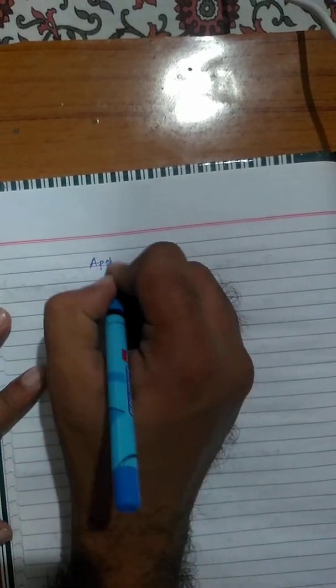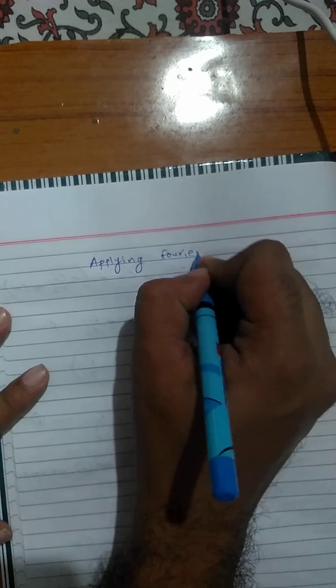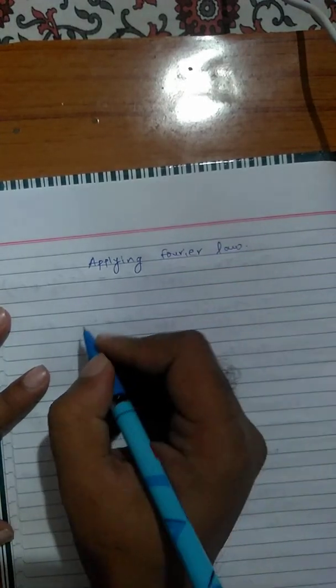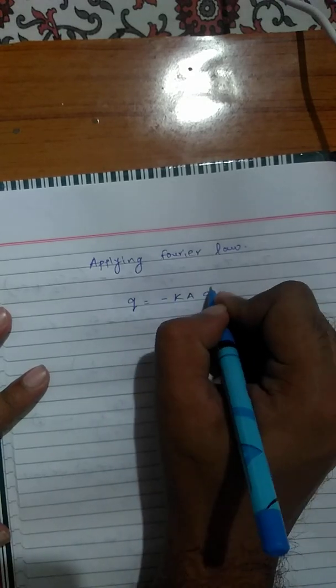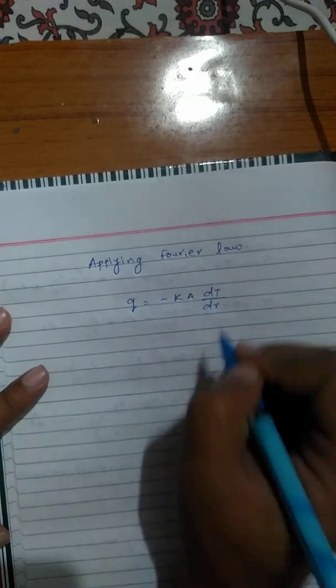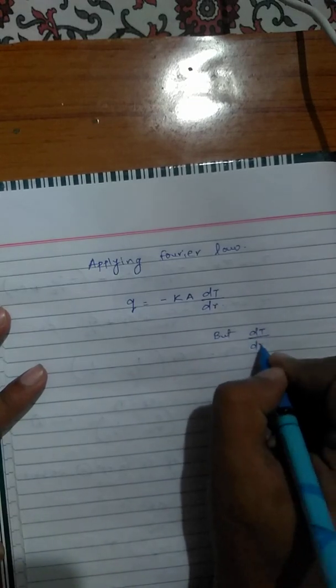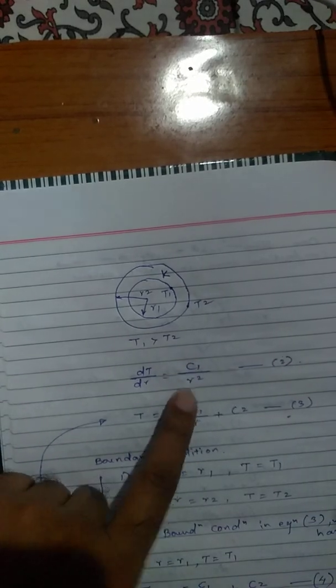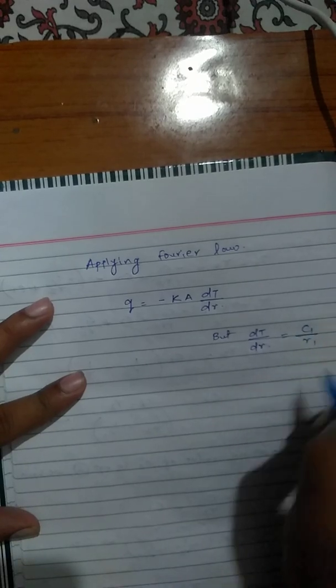Now let us apply the Fourier law. Applying Fourier law, what do we have? Q equal to minus KA dT by dr, but dT by dr is here. Now what is your dT by dr? dT by dr is C1 by R. So it will become C1 by R.